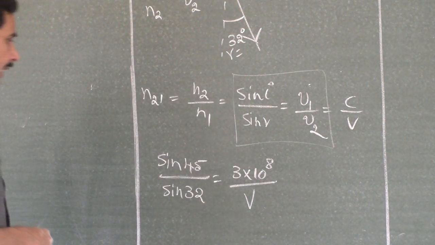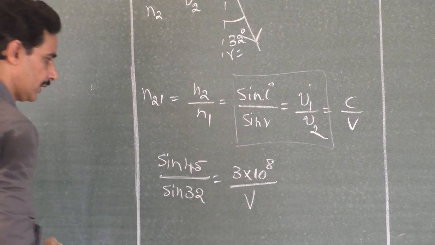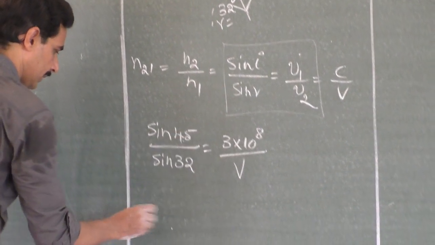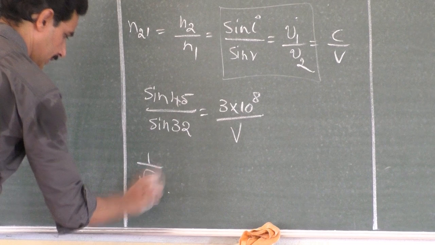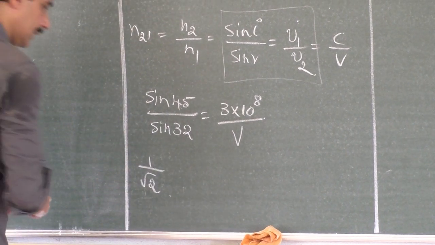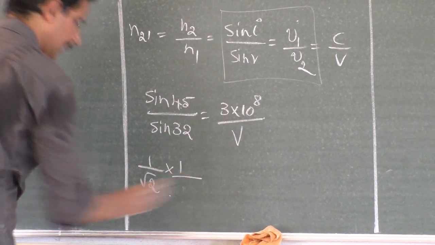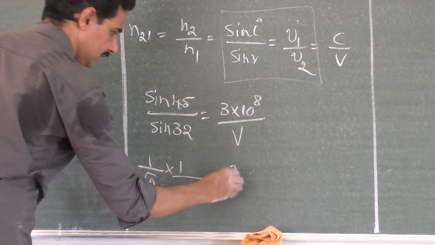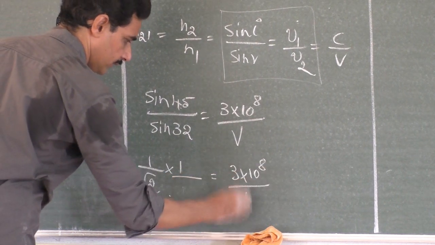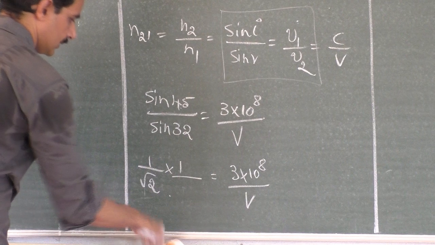And you know what is sin 45? If you write the value, sin 45 is 1 by root 2, 1 divided by root 2, and sin 32 is 1 by, I don't know, we will see that, equal to 3 into 10 to the power 8 by V, and so this we have to substitute.